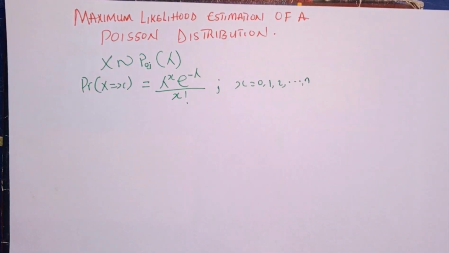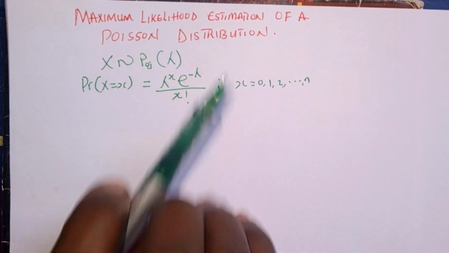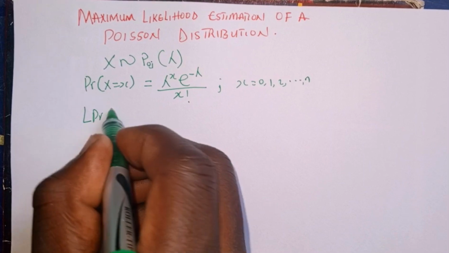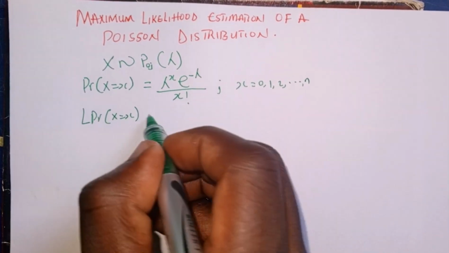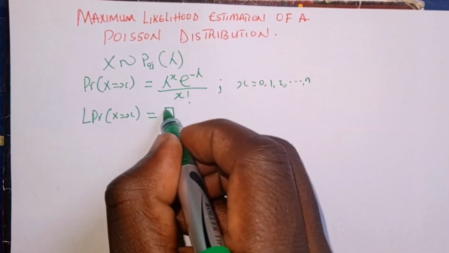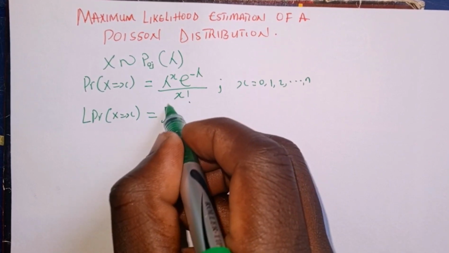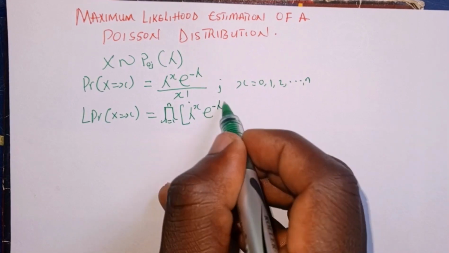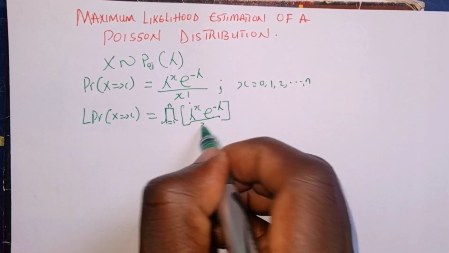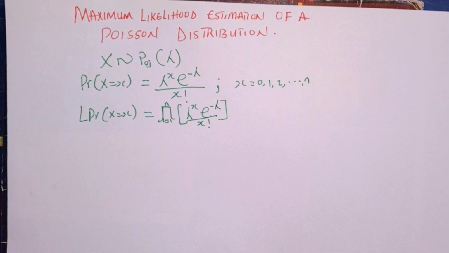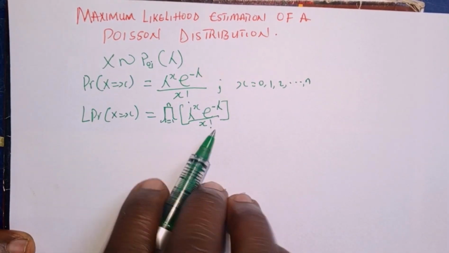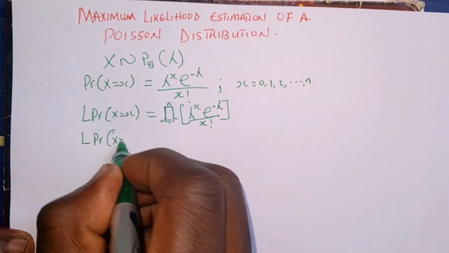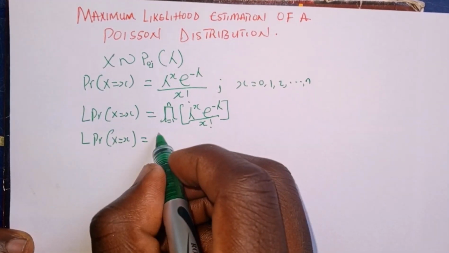So what do we do? The first thing we're going to do if you're looking for the likelihood estimation is to take the likelihood. We take the likelihood of probability of X equals x, which is the same as the product, as i goes from 1 to n, of lambda to the power x, e raised to the power of minus lambda, all over x factorial. What we are going to do next is to take the likelihood of this bracket. We are going to have what? The likelihood of probability of X equals x, which is the same as what?